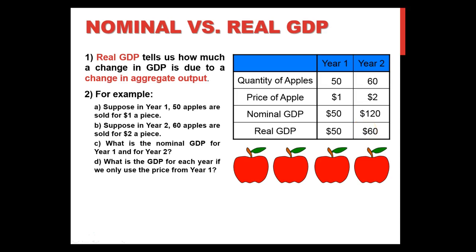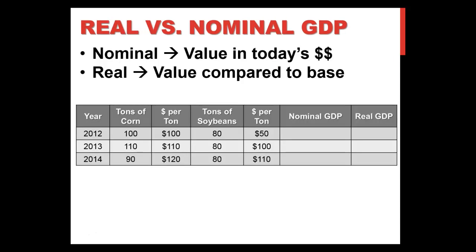So is the economy growing? Yes, we're producing more stuff than we were in year one. But are we twice as big as we were in year one in real terms? The answer here is no. And the reason why is because the price of apples doubled from year one to year two. So that nominal number of $120 is very misleading when it comes to looking at how healthy or how strong our economy is growing. Now let's look at another example.